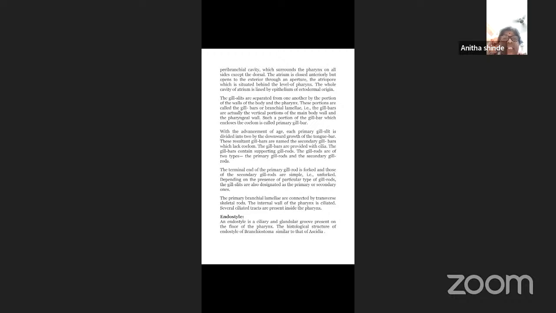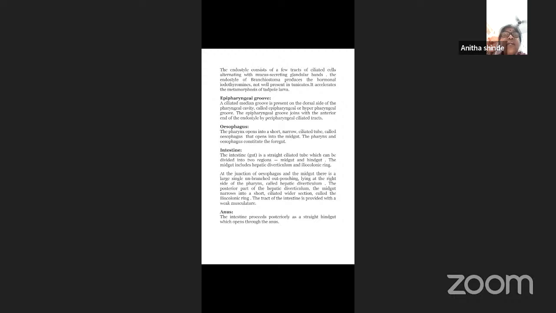Then next you have the endostyle. The endostyle is a ciliary and glandular groove which is present on the floor of the pharynx, and its histological structure is almost similar to that of Branchiostoma. In Branchiostoma also it is similar to that of ascidia, that is Herdmania. So the endostyle of Branchiostoma is almost similar to the endostyle found in the ascidia. That is, histologically they are almost similar. So now the pharynx will lead into the endostyle.